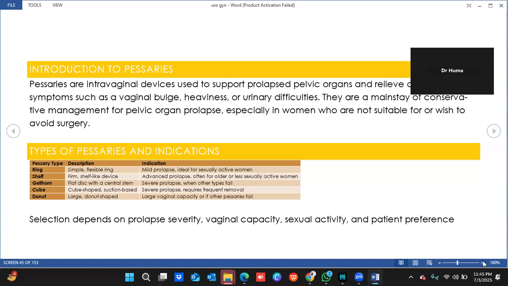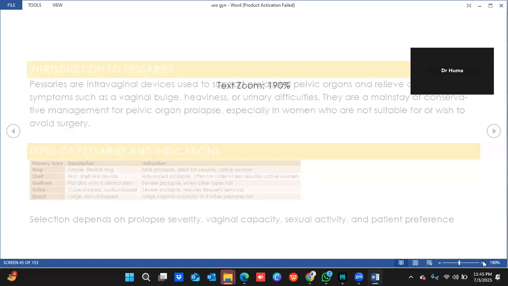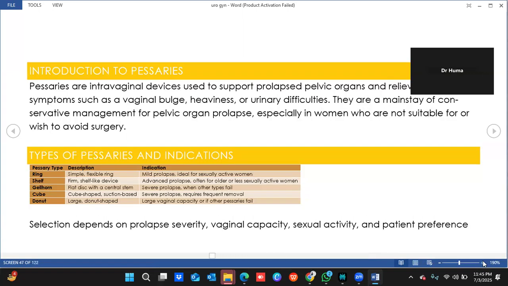So basically, what are the types of pessaries? There are different types of pessaries, including ring pessary, shelf pessary, gellhorn pessary, cube pessary, and donut pessary. The ring pessary is here, they are kept here. I'm showing you with them. You can take it and check it.